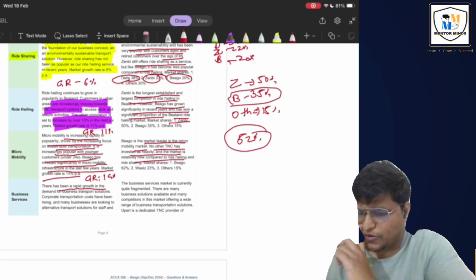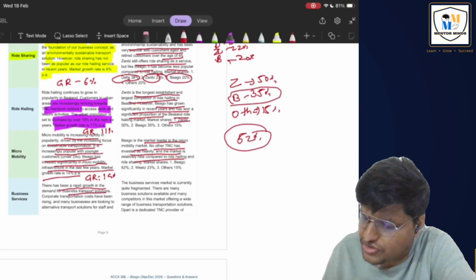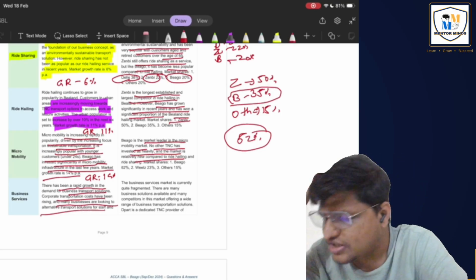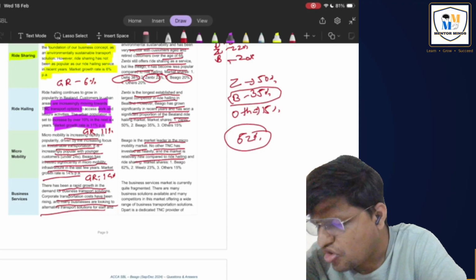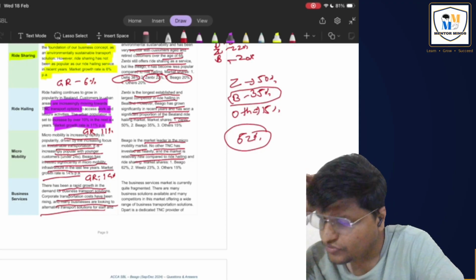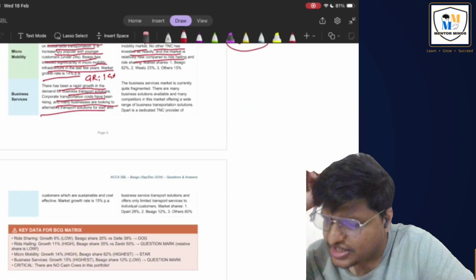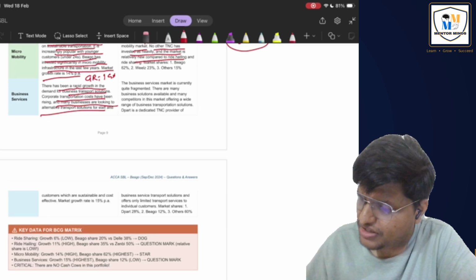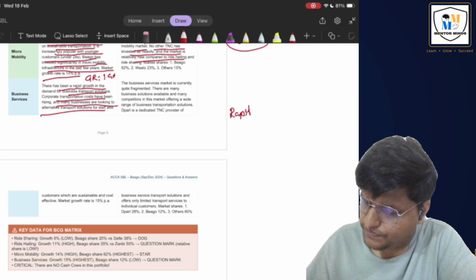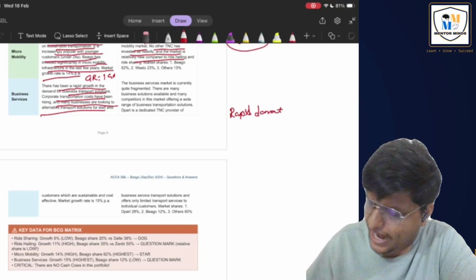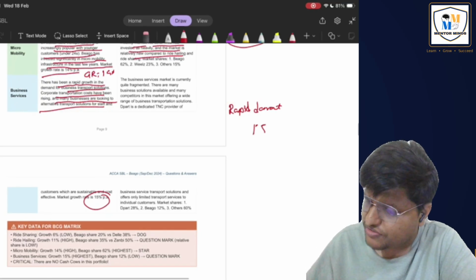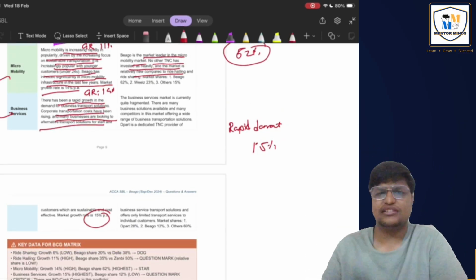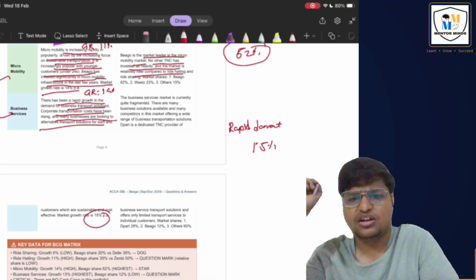There has been a rapid growth in the demand for business transport solutions. Corporate transportation costs have been rising, and many businesses are looking for alternative transport solutions for staff and customers which are sustainable. So now in business services there is rapid demand, right? And the growth rate here is 15%. So micromobility and business services are growing businesses, guys, right?